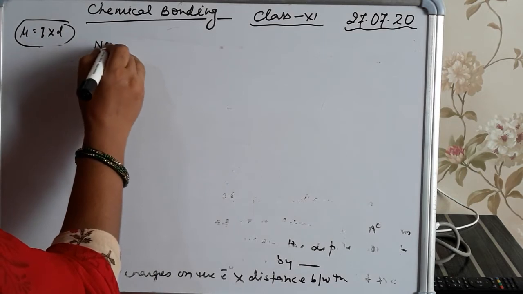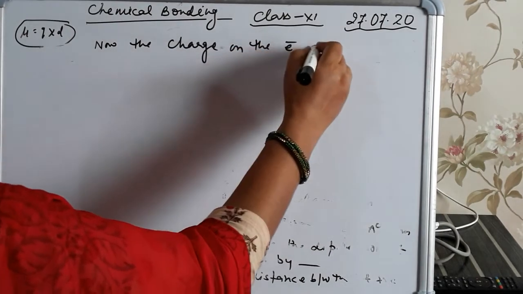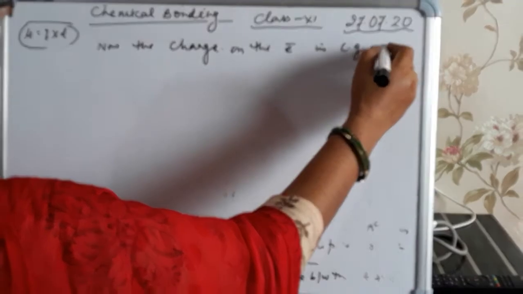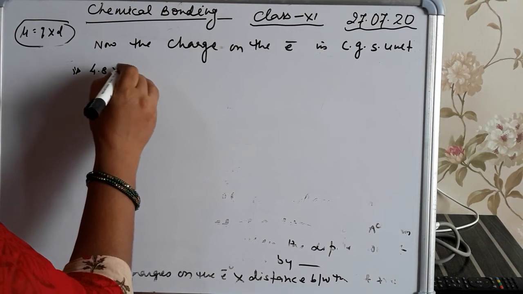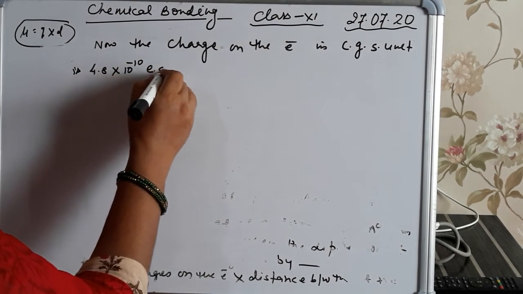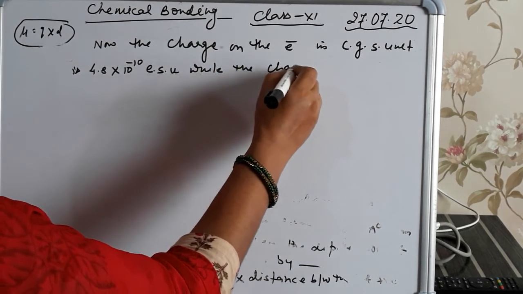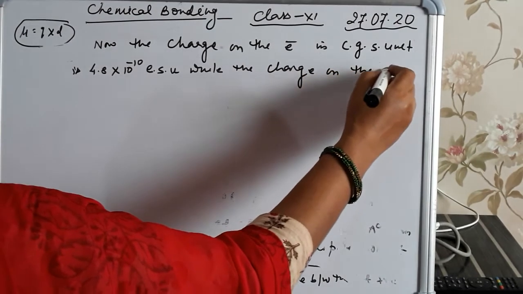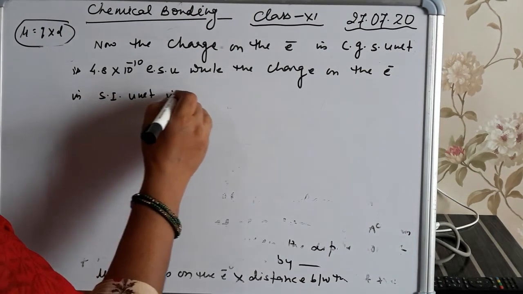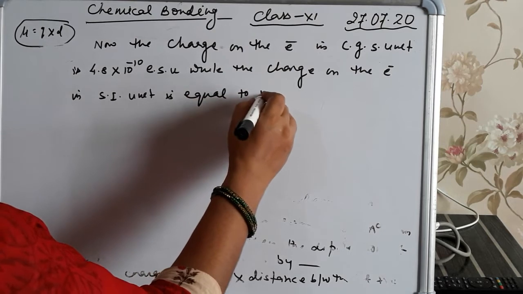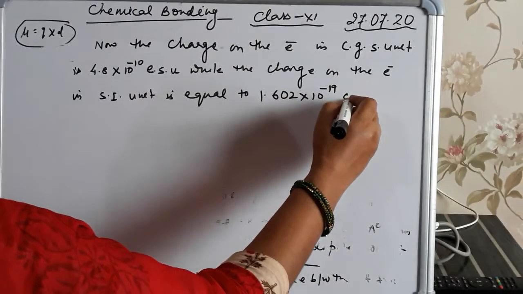Now the charge on the electron in CGS unit is 4.8 into 10 to the power minus 10 electrostatic unit, while the charge on the electron in SI unit is equal to 1.602 into 10 to the power minus 19 coulomb.